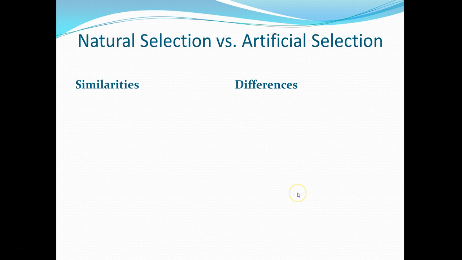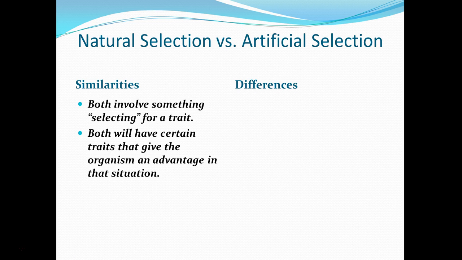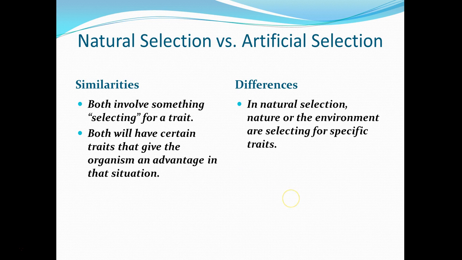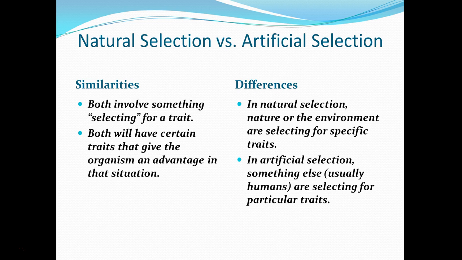So we've talked a little bit about natural selection versus artificial selection already. Remember, a similarity between the two is they both involve something that's selecting for a particular trait. And in both of those, the traits are going to give the organism a particular advantage in the situation that they're in. But remember, the main difference is in natural selection, it's nature or the environment that's doing the selecting, whereas in artificial selection, it's human beings that are selecting for particular traits.